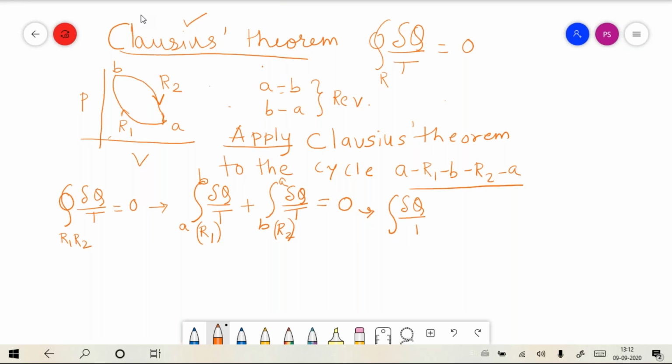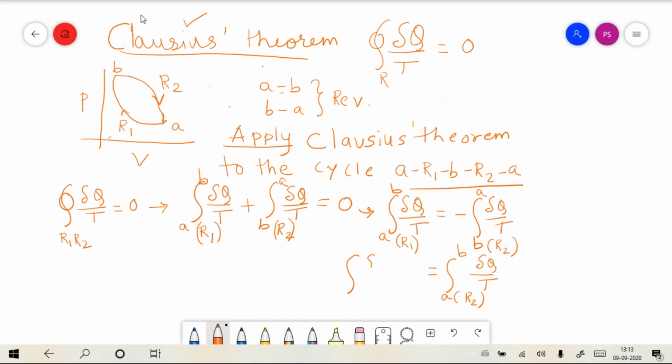So let me write this like this, which can be rewritten as: integral of del q by T from A to B via path R1 is equal to minus integral of del q by T from B to A via path R2. And now what I'm going to do is get rid of this negative sign by changing this path. So because I'm removing the negative sign, it would be from A to B via path R2 of del Q by T.